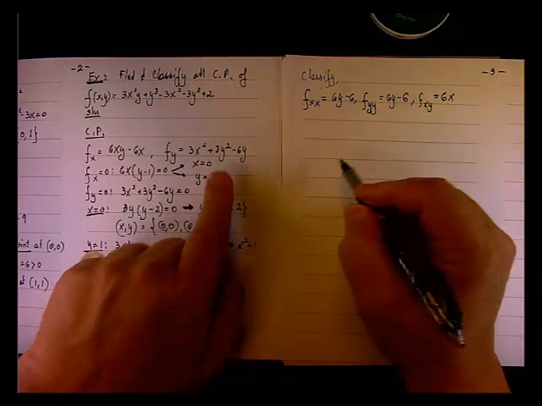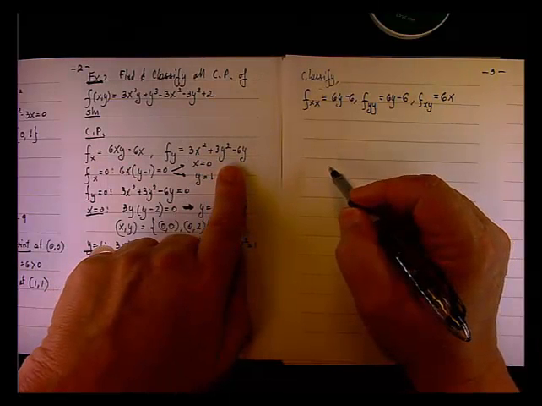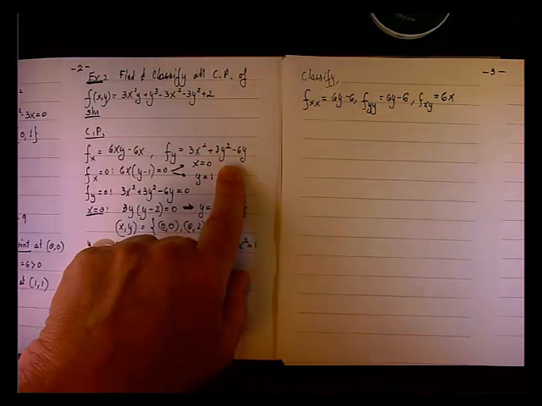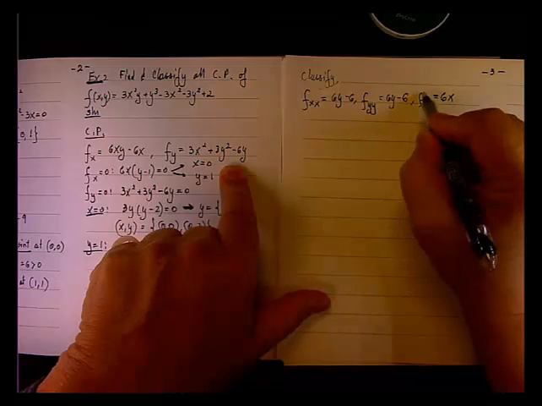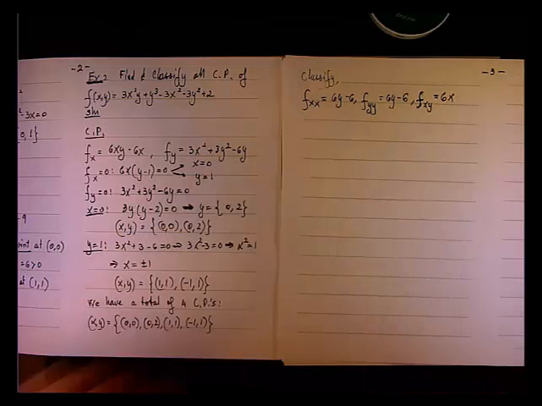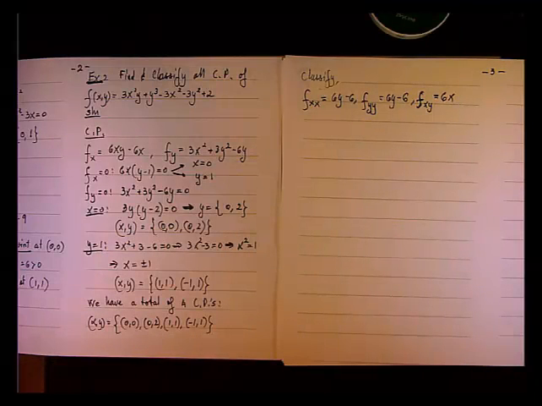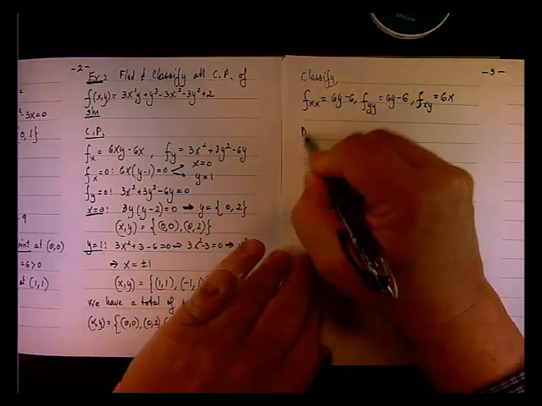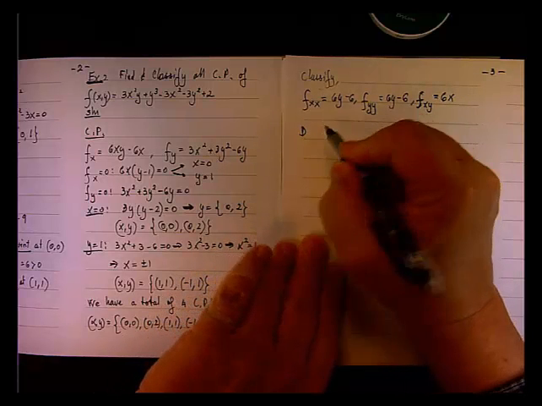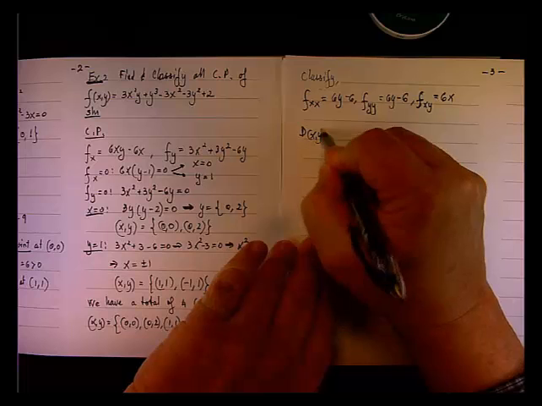And if you do the fxy, take the derivative of the del f del x with respect to y, you get 6x. Take the del f del y and differentiate with respect to x, it's still 6x. So again, we have the same second order derivative.